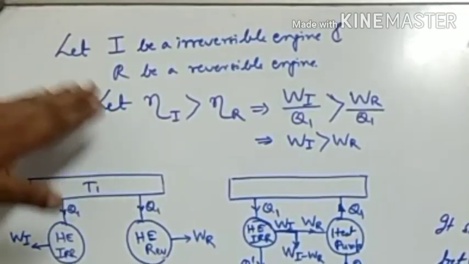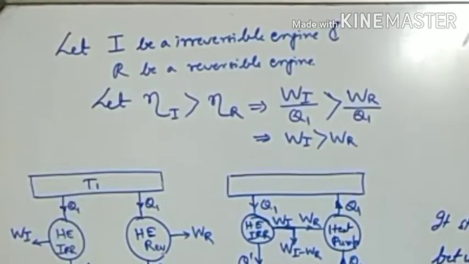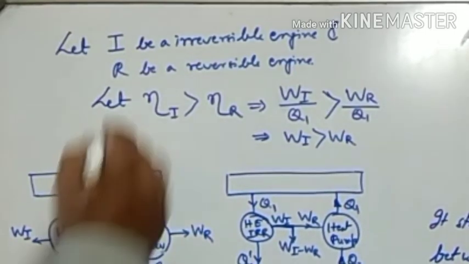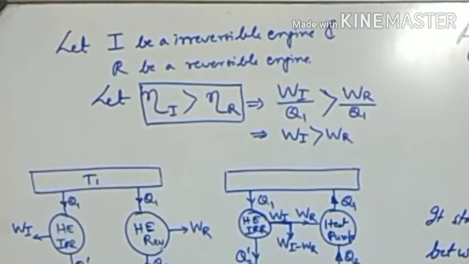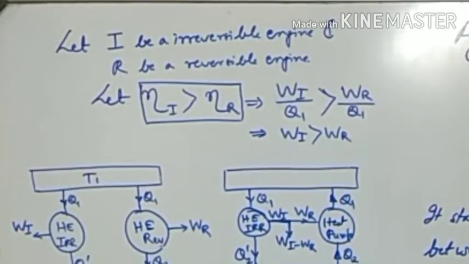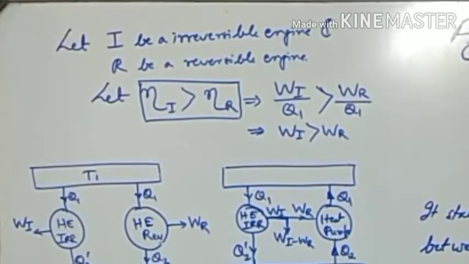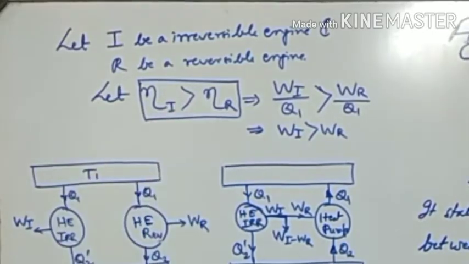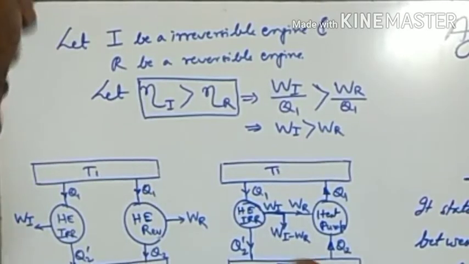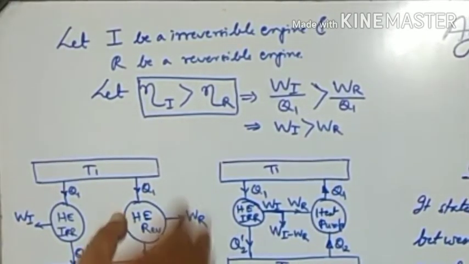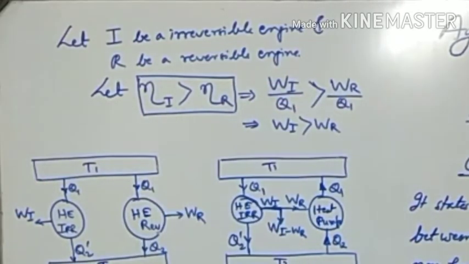So here let us consider I to be an irreversible engine and R to be a reversible engine, and let us assume the opposite of what we want to prove. Here we want to prove that the efficiency of the reversible engine is more, so let us assume that the efficiency of the irreversible engine is more than the efficiency of the reversible engine operating between the same temperature limits T1 and T2. The efficiency is given as output upon heat supplied. So we are keeping the heat supplied constant.